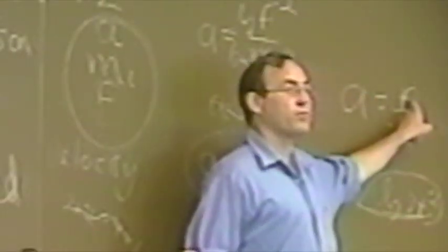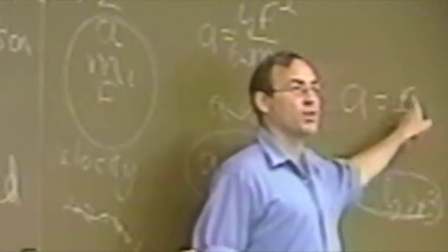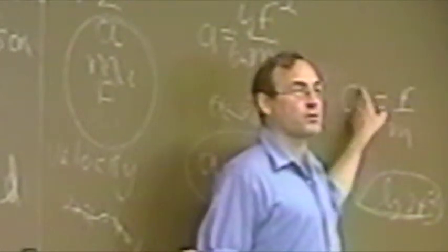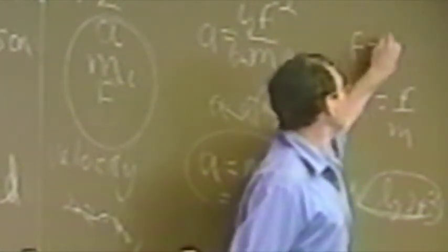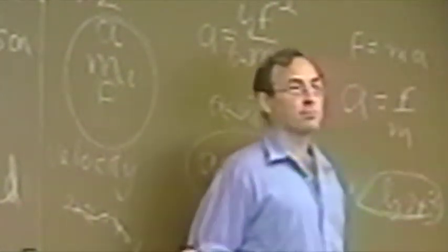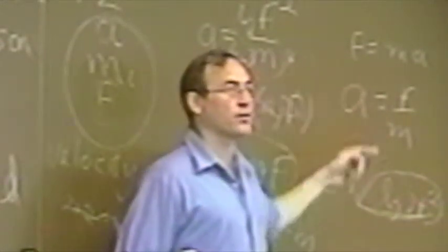What is F equal to, just from algebra? A is equal to F over M. What's F equal to? M times A. So this law is usually written F equal to MA. Doesn't really matter which way you write it, mathematically.